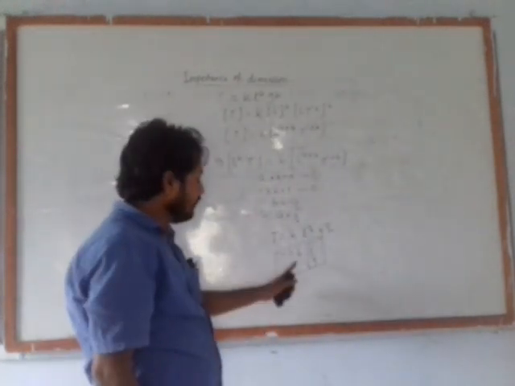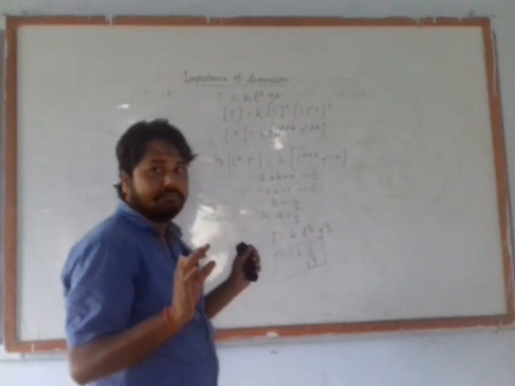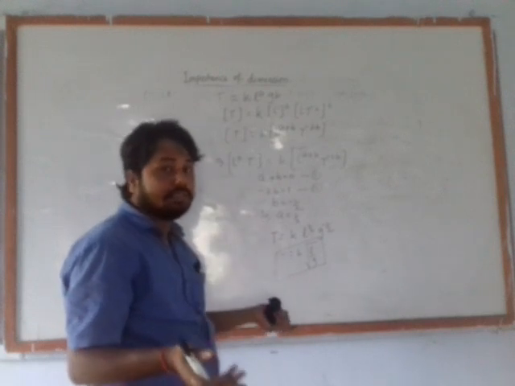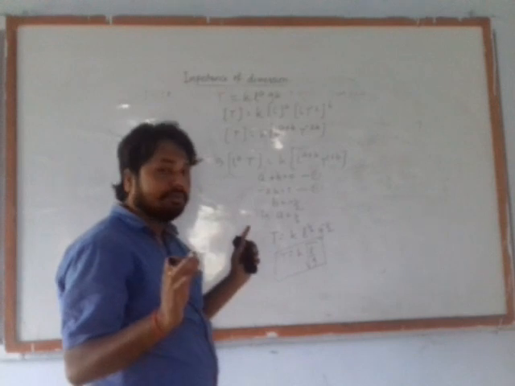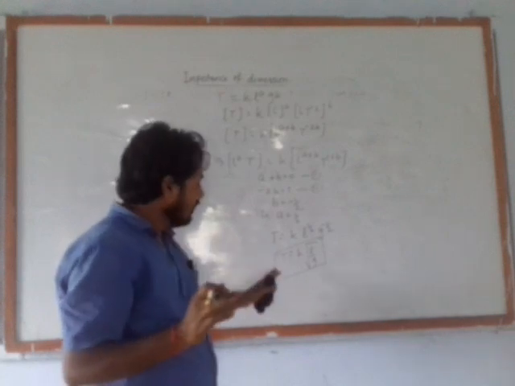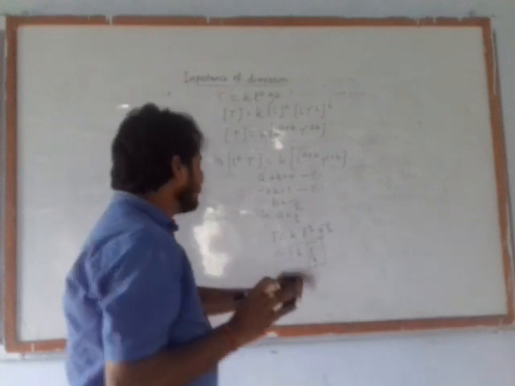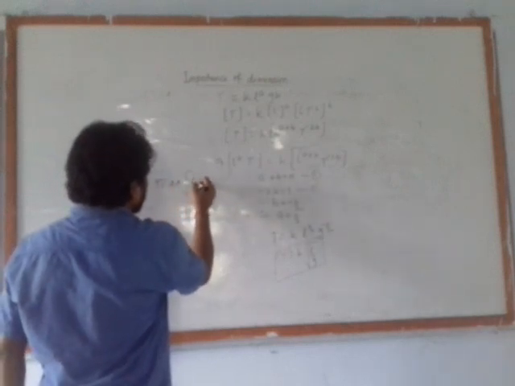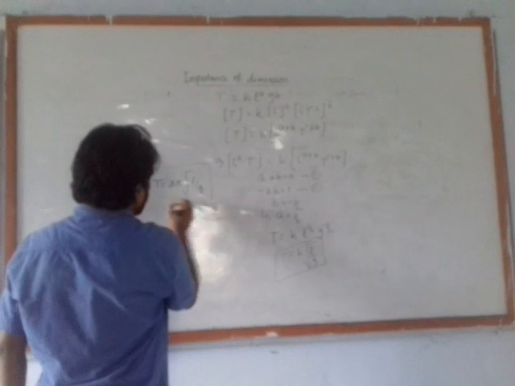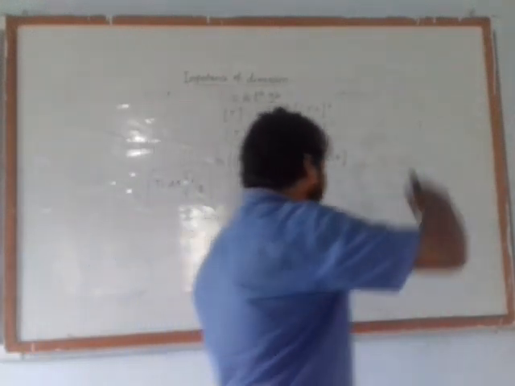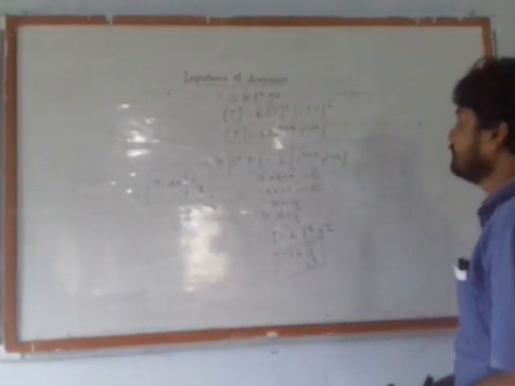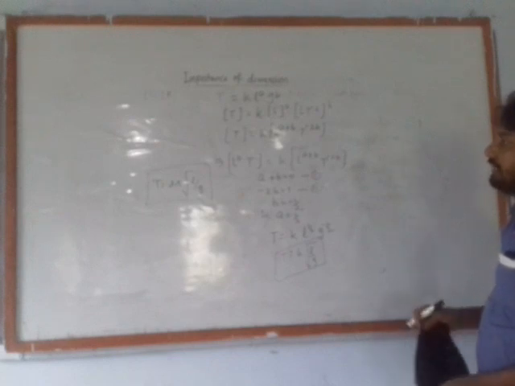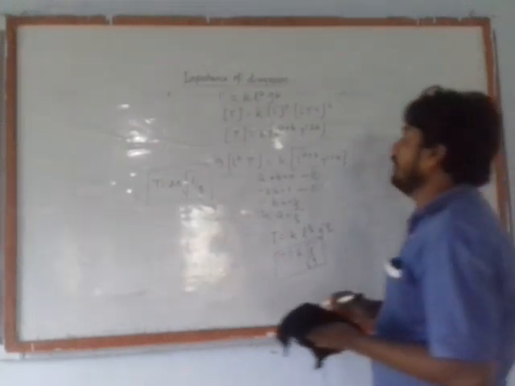If you don't know the value of the constant, that won't matter here. If you know the value of the constant, that is better. But your equation is this. And since the standard equation is T is 2 pi root over L by g, this is the equation for the time period of the pendulum. Okay. So this is the second importance of the dimension.